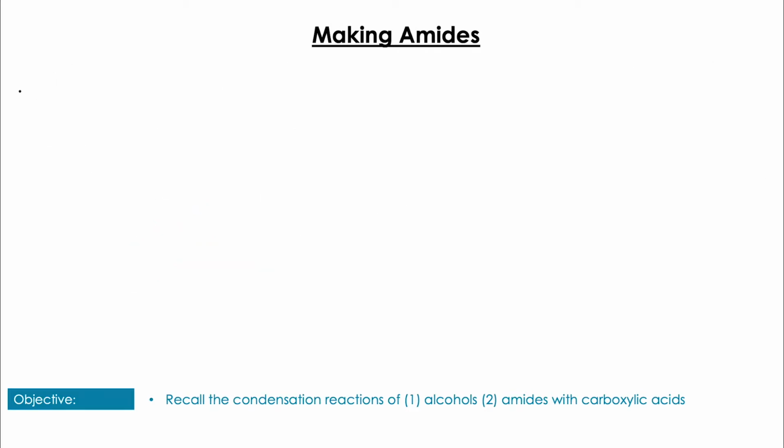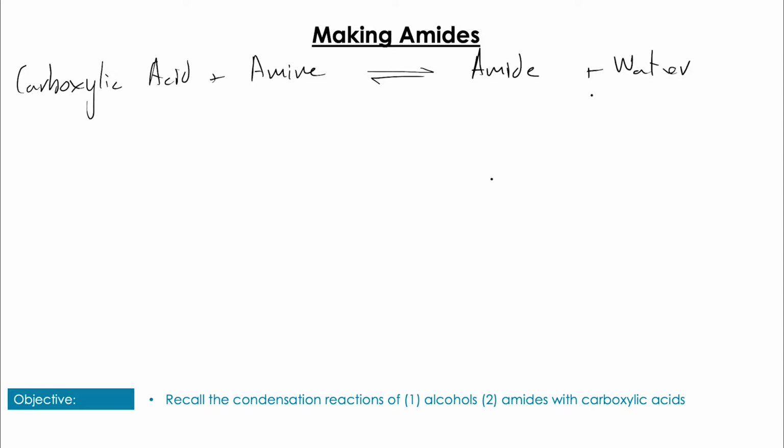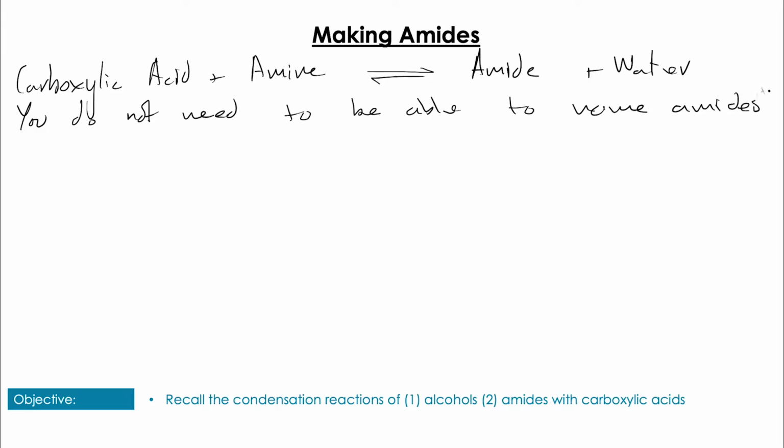And if we look at the production of amides, we're going to see a lot of similarities. We've got carboxylic acids, except in this case, we're going to be adding amines to that, which forms an equilibrium to form our amide plus water. Now, you don't need to remember how to name amides like you do for esters, but you do need to be able to draw the products of two reactants.